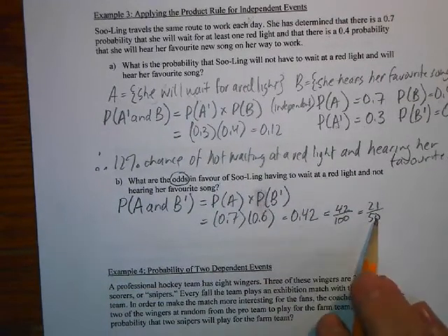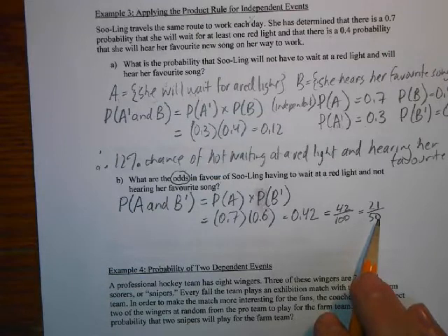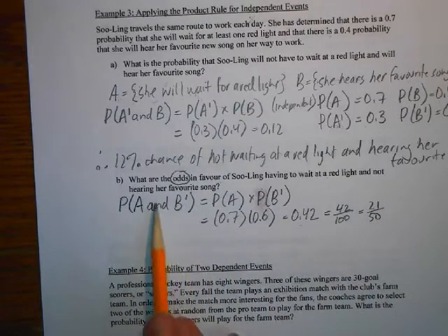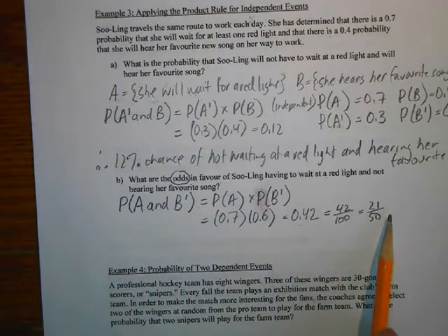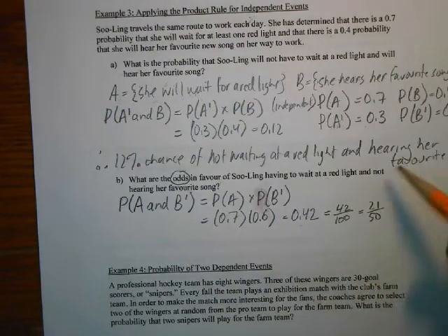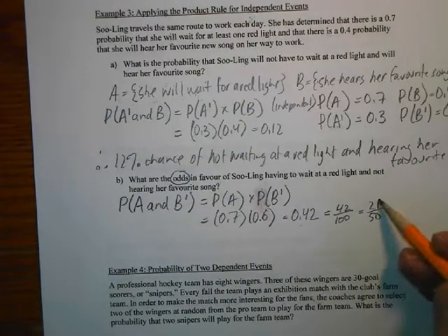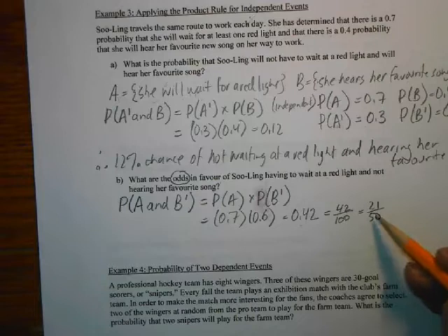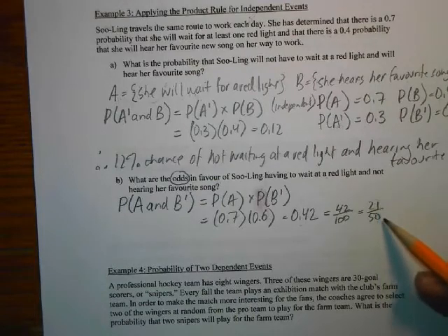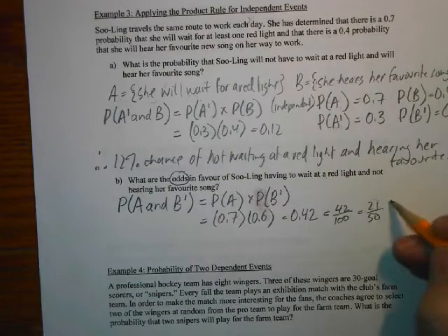Okay, so what does this probability of 21 over 50 mean? It means the probability of this happening will be successful 21 times out of 50. So it'll be successful 21 times and unsuccessful 29 times.